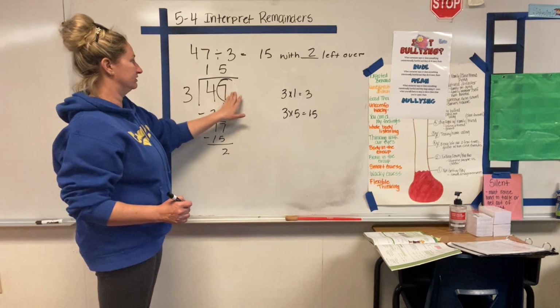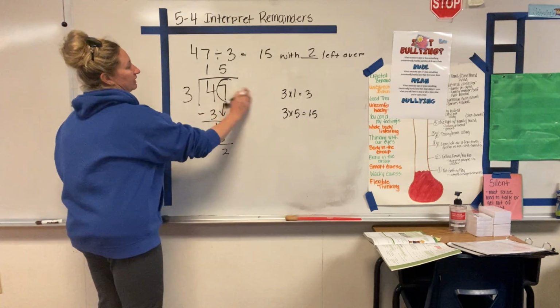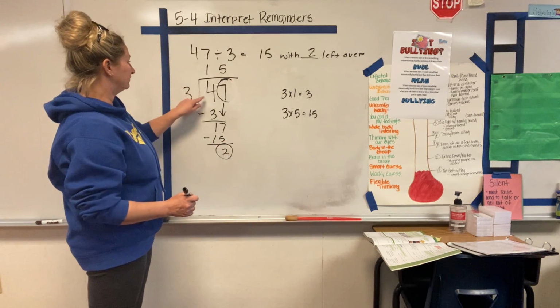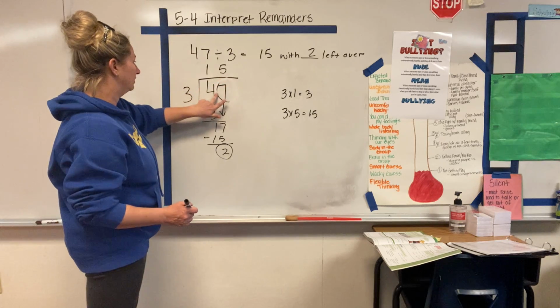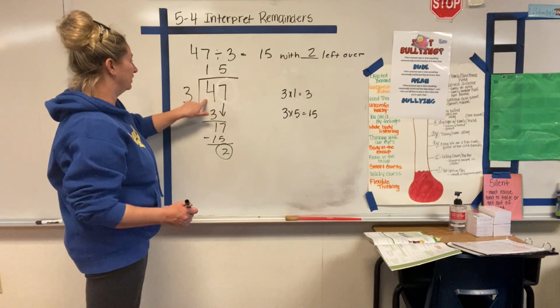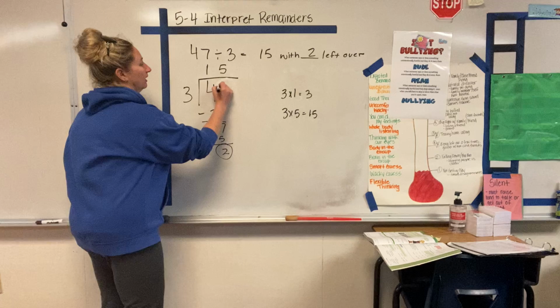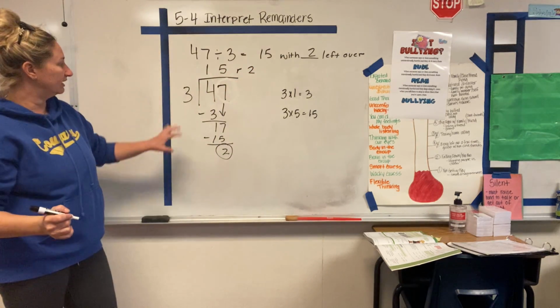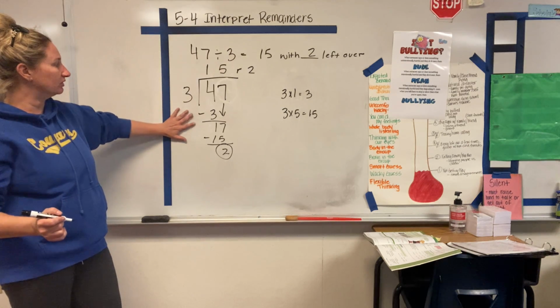There's no more numbers over here. So I'm done with the problem. So it's 3 goes into 47. So first I did the 4 and then I did the 7. 15 times with 2 left over. Okay, so I get the same answer, and eventually we'll get here.